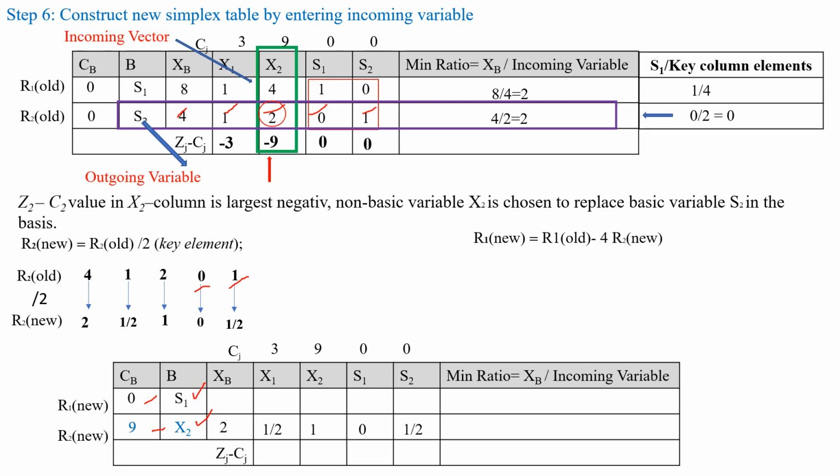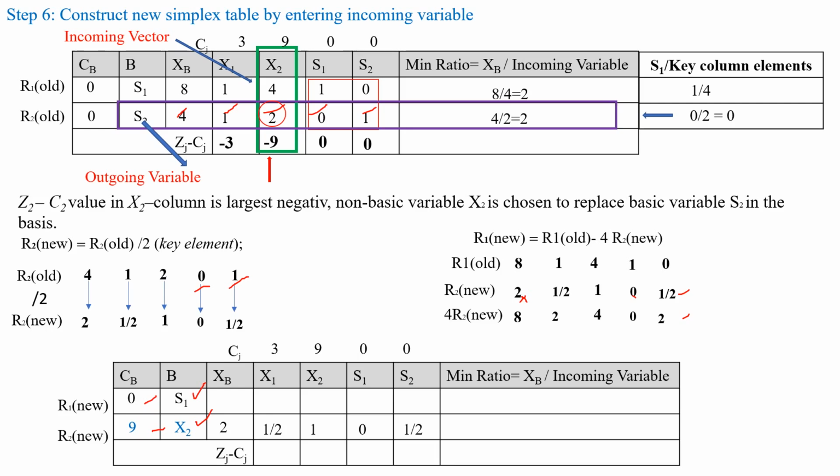Similarly, next we do another row operation, that is R1 new equals R1 old minus 4 times the R2 new. First we write down the R1 old elements. R1 old elements are 8, 1, 4, 1, 0 and R2 new elements are 2, 1 by 2, 1, 0 and 1 by 2. Next, 4 times the R2 new, that is 4 into 2 is 8, 1 by 2 into 4 is 2, 1 into 4 is 4, 0 into 4 is 0, and 1 by 2 into 4 is 2.